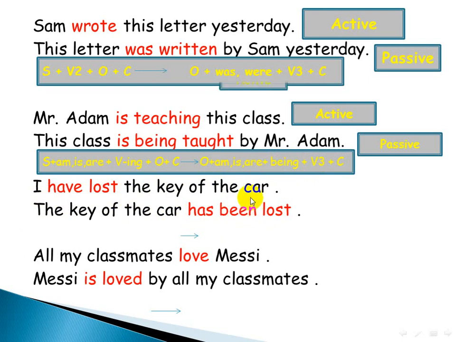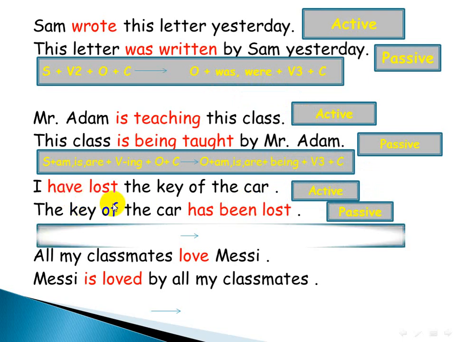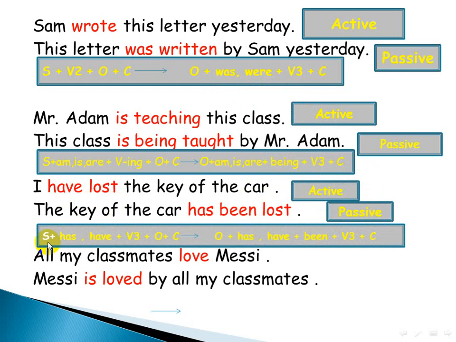Yeah, that's correct. The first one is active and the second one is passive. And what is the tense of this sentence, guys? We have lost, and we use this for present perfect. So the general rule is subject, has/have, plus verb 3, plus object, plus complement.